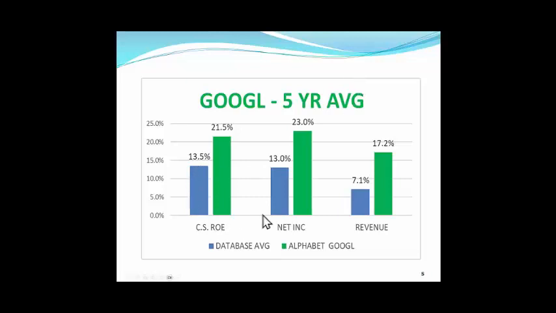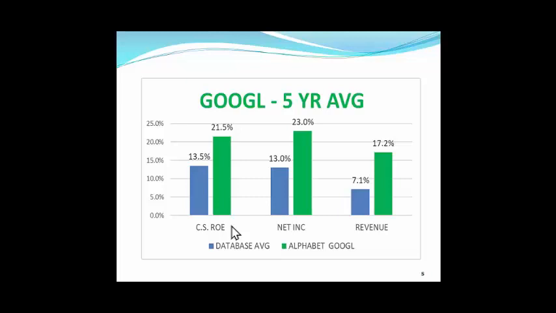Blue lines represent the average stock in our database, which is about 1,800 stocks. So it's almost 4 times more than the S&P 500. So blue lines represent the average stock. The green lines represent Google. So when we look at the return on equity, and clean surplus return on equity is different than the traditional accounting ROE by a long shot. And that's exactly what we are experts on.